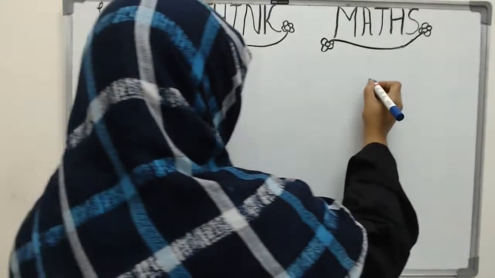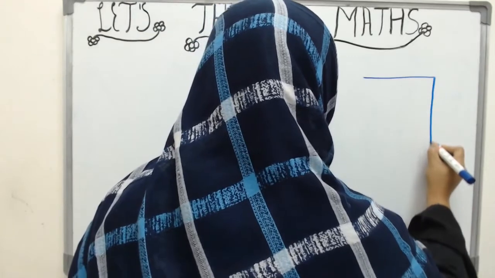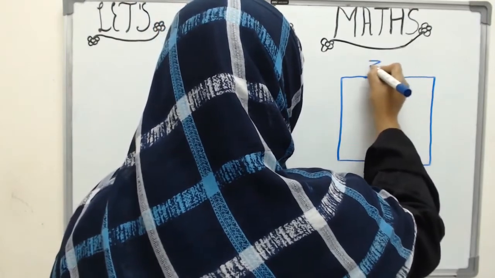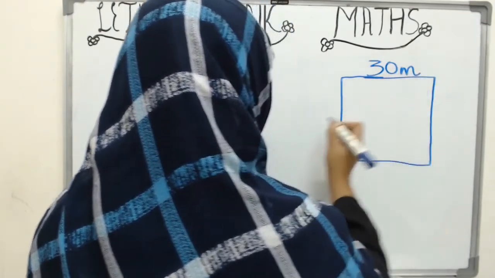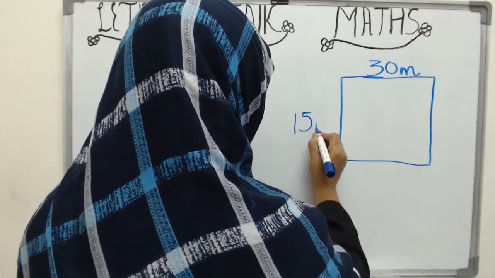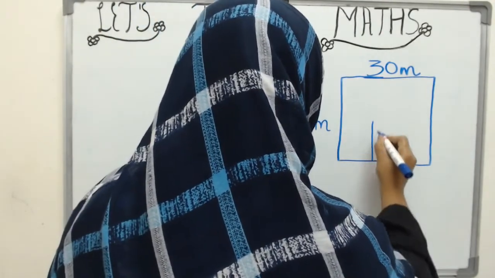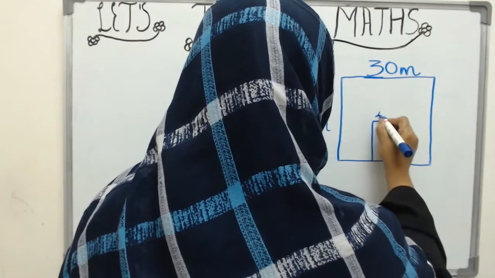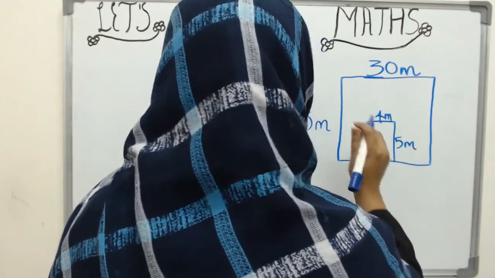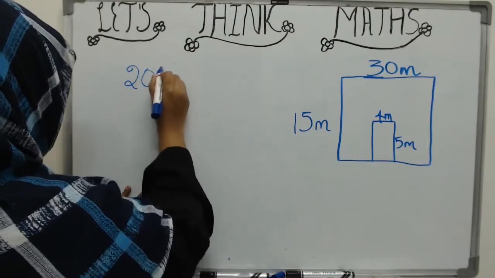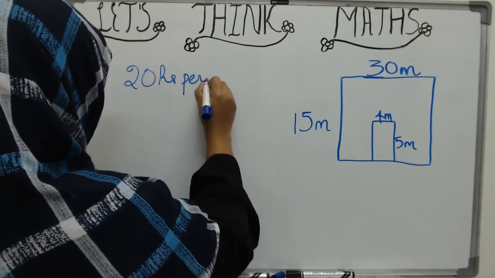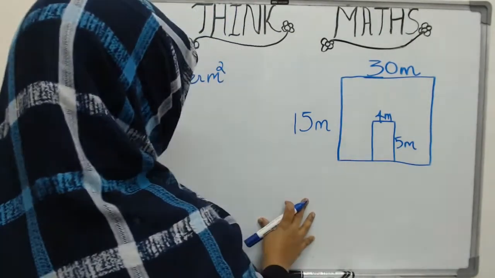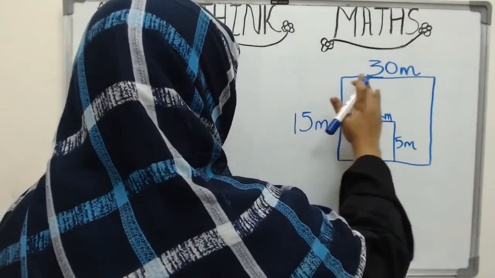Now we come to this question where we have a wall. The dimensions of the wall are 30 meters and 15 meters, and there is a door which is 5 meters and 4 meters. Now it costs 20 rupees per meter square to whitewash. Then what is the total cost that you will need to whitewash the wall?